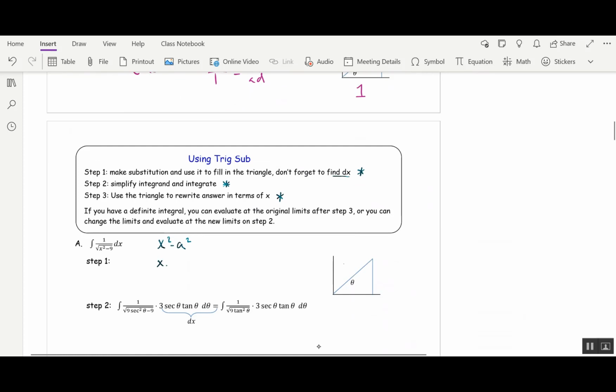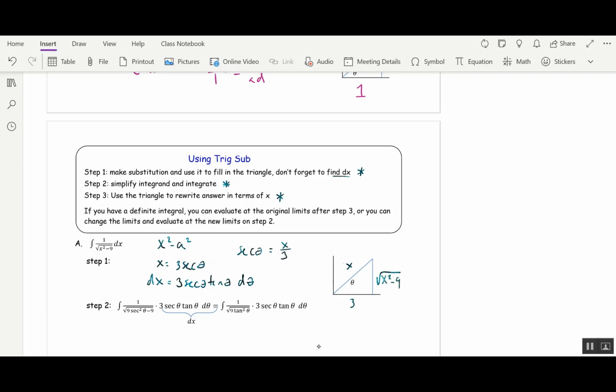So we're going to let x equal 3 secant theta. dx is the differential form of the derivative, so that's 3 secant theta tangent theta d theta. All right, and then to fill in our triangle, we did this on the previous page. Solve for secant: secant theta is x over 3. And so we had x here, 3 here, and this was the square root of x squared minus 9.